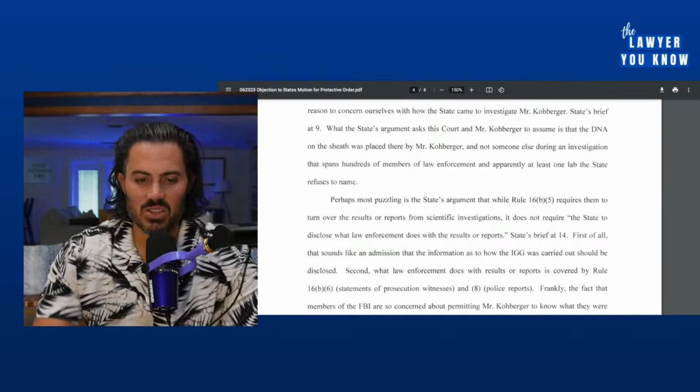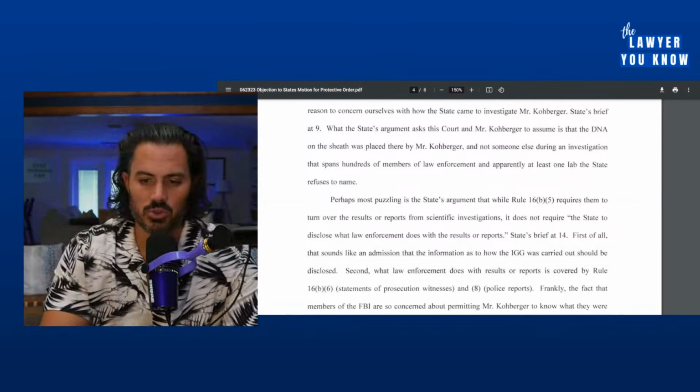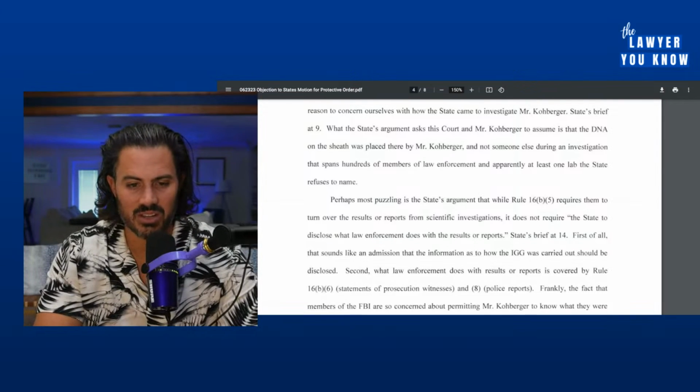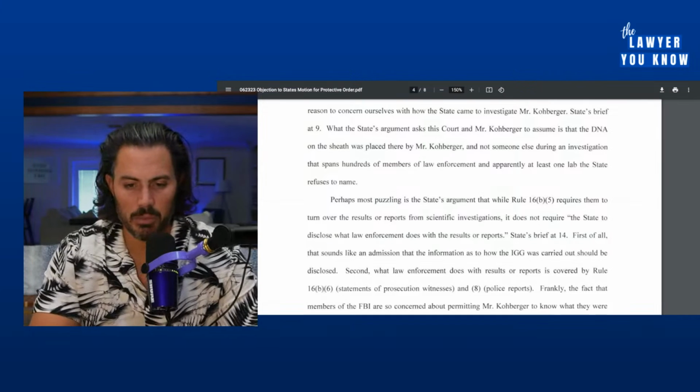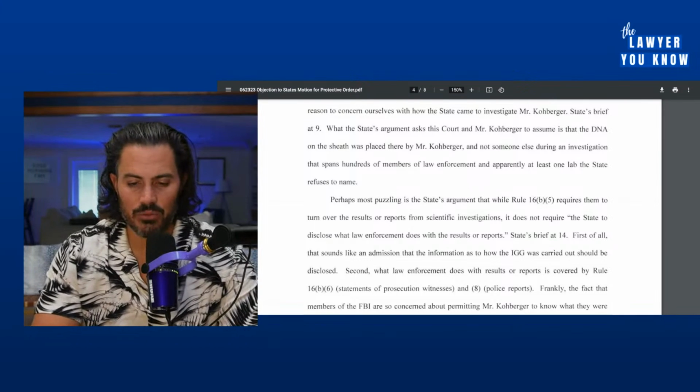What the state's argument asks this court and Mr. Kohberger to assume is that the DNA on the sheath was placed there by Mr. Kohberger and not someone else during an investigation that spans hundreds of members of law enforcement and apparently at least one lab the state refuses to name.